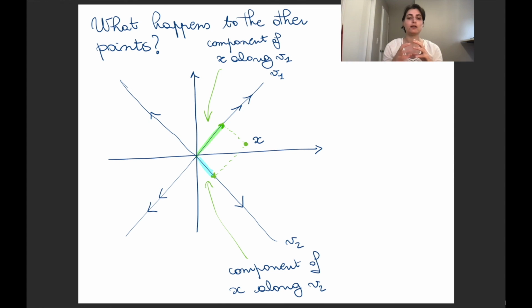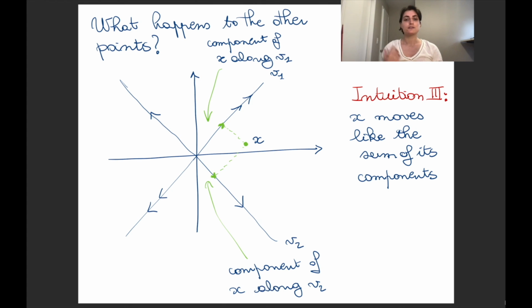This is why when we talk about linear systems, it's really important, because we can break x into two parts, and if we know what happens to the two parts, we know what happens to x. That is the principle of superposition that we have seen. So the third intuition is that x moves like the sum of its components.